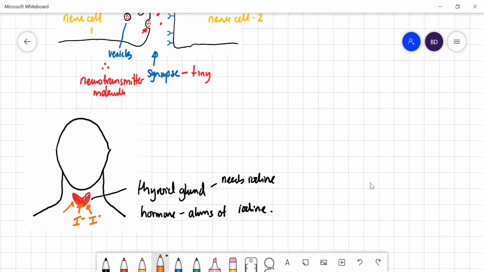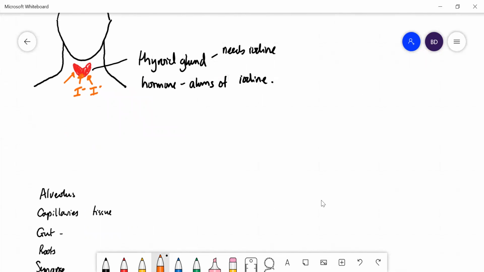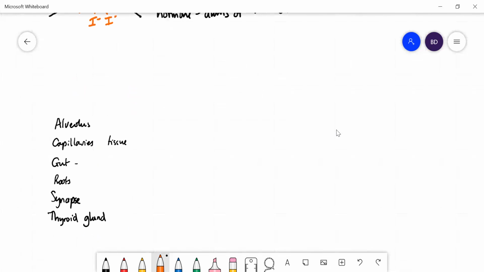So hopefully those examples will serve to illustrate that an awful lot of the time diffusion occurs from high concentration to low concentration. Sometimes we've seen that diffusion is not enough for biological systems, and they need to transport molecules across the concentration gradient, and in that case, we're going to need active transport.